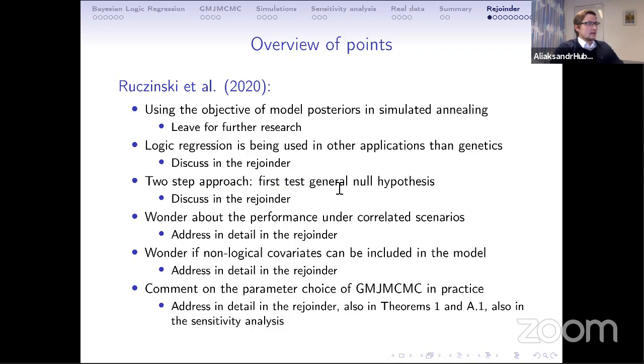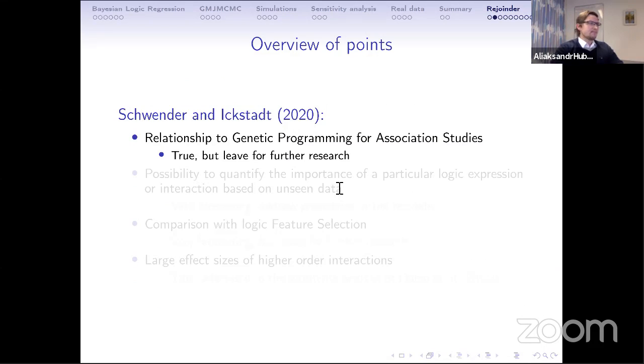Finally, Ruchinsky and his colleagues wonder about the parameter choice of GMJ MCMC algorithm, and we address this again in detail in the rejoinder and also give some hints in theorem 1 of the main paper and also theorem A1 of the supplementary materials. We have the study on the dependence of the population size in the sensitivity analysis.